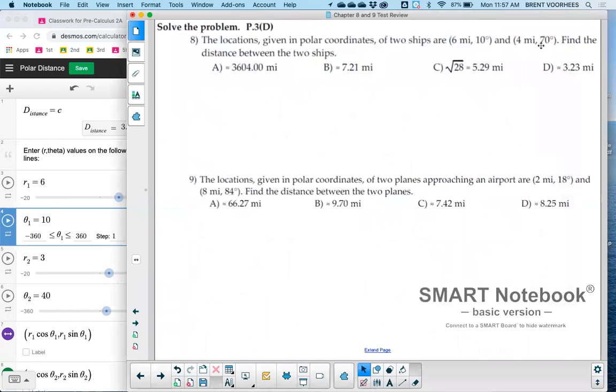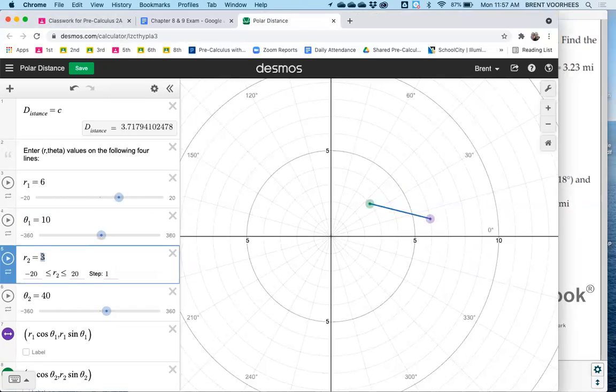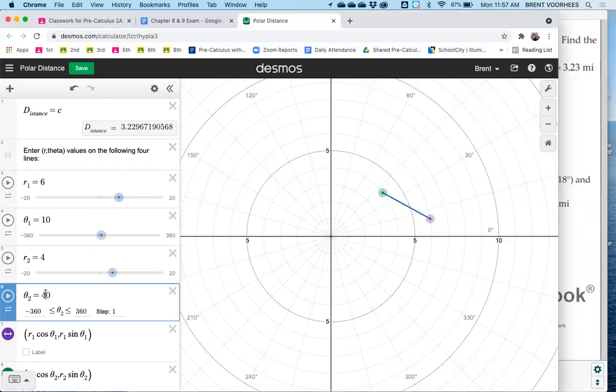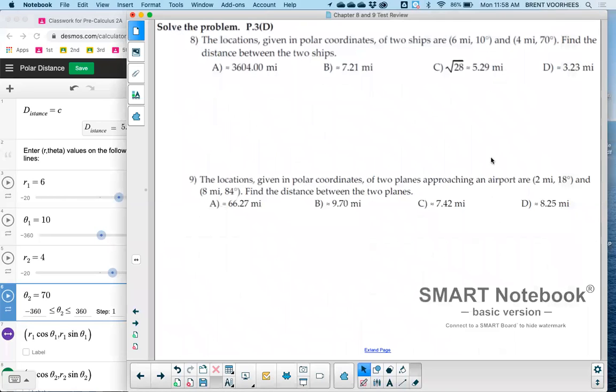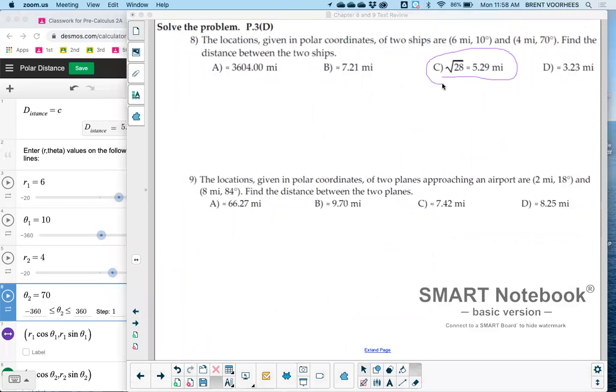The other point is 4 miles away on a 70-degree heading. 4 on a 70. So you can see this point is 4 circles away from the origin, and the angle is just past 60 degrees. It's at 70 degrees. So you're looking for the distance between those two. The answer is 5.29, which is C. Right there.